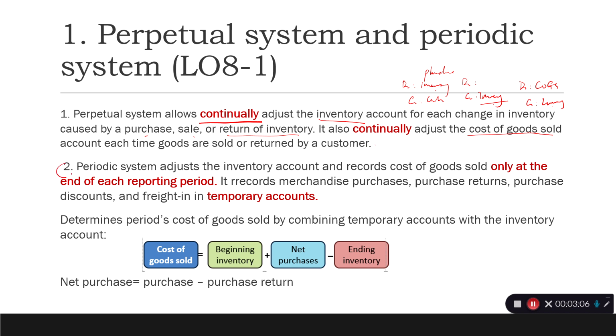Okay, so for the periodic system, remember that you adjust inventory accounts and record the cost of goods sold only at the end of each period. That's because in the periodic system, we need a physical inventory count, and then that's when we can figure out what the cost of goods sold and the ending inventory are. This records merchandise purchases, returns, purchase discounts, and freight in temporary accounts.